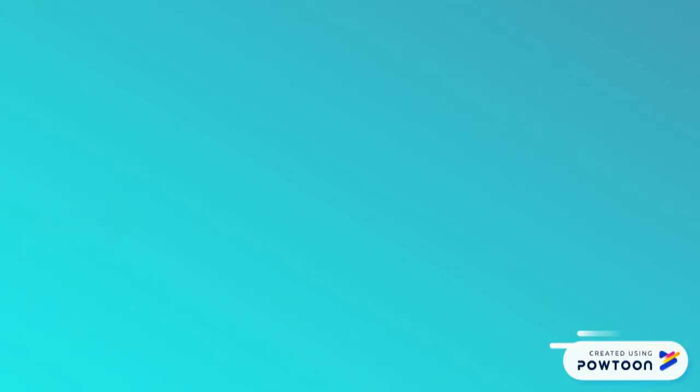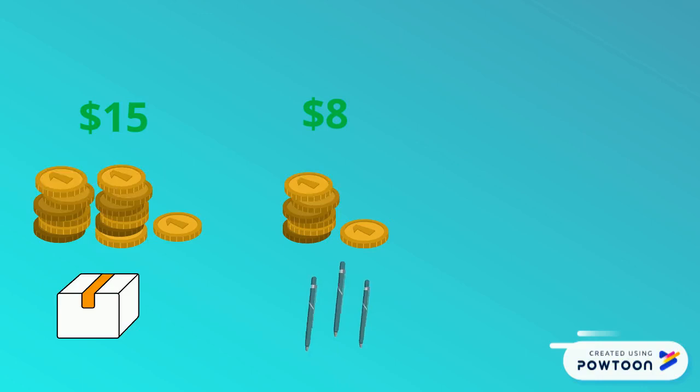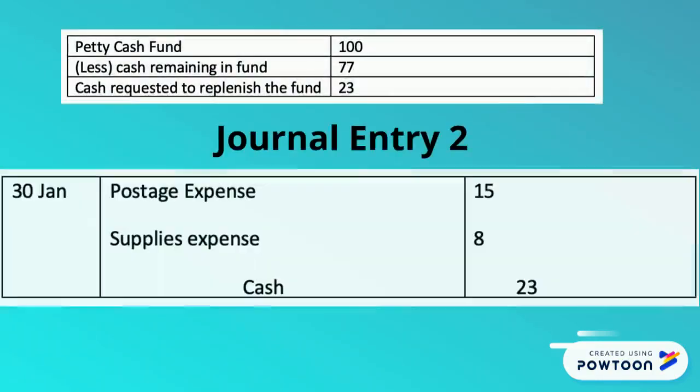Let's say that you spent $15 on the postage and $8 on the pens. The fund would need to be replenished by $23. A journal entry is required here to debit the expenses made with the cash and to credit the cash needed to replenish the fund.